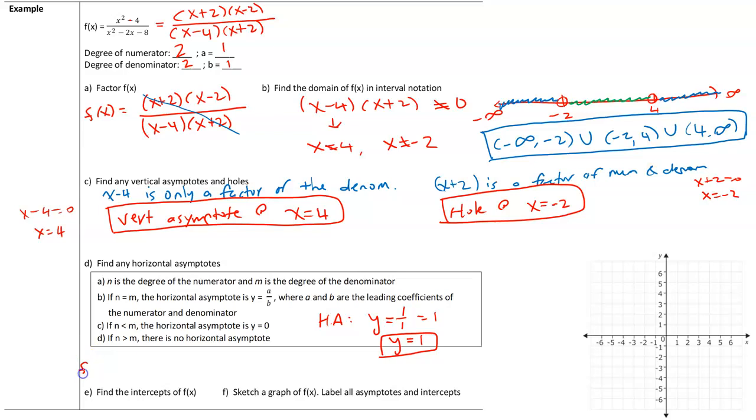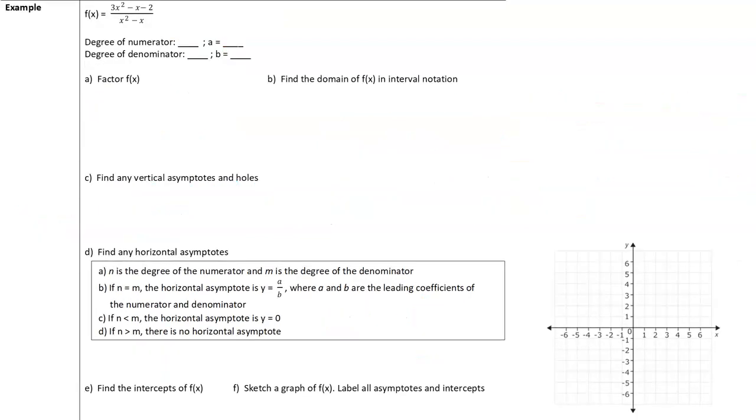The simplified form is f of x equals x minus 2 over x minus 4, because remember, the x plus 2's, we cross those out. Now, how do we find the intercepts of f of x? Let's take a look.